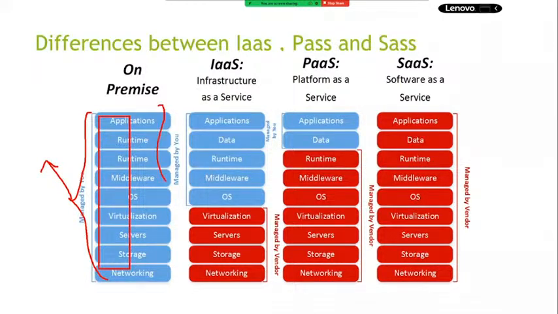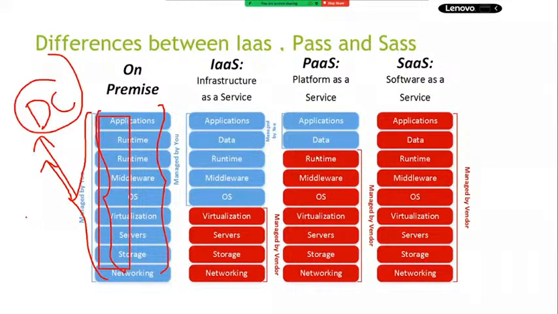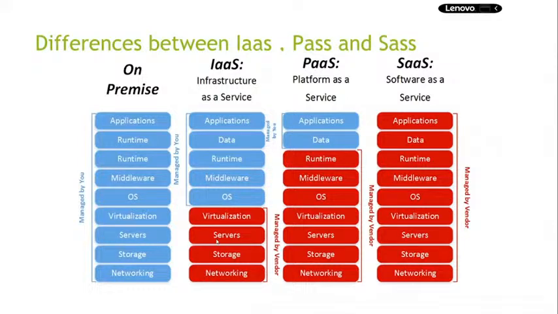To maintain all these own data components, yeah, we required our own DC, data center. That is on-premises. Next, in the cloud, if you go for infrastructure as a service, carefully observe the things which are highlighted with red color.